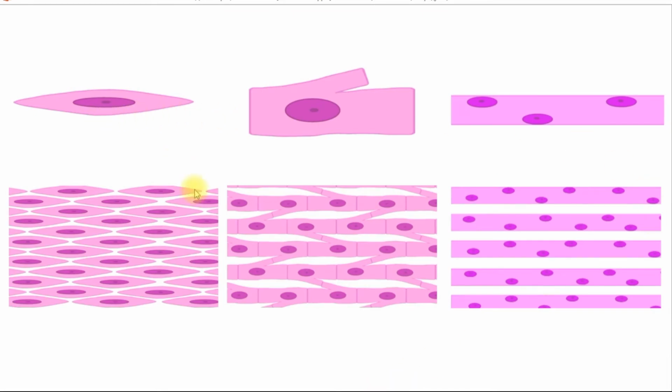And here we can see three basic types of muscles. The structural and functional unit of smooth muscle is the smooth myocyte. Of cardiac muscle, the cardiac myocyte. Of skeletal muscle, the skeletal muscle fiber.